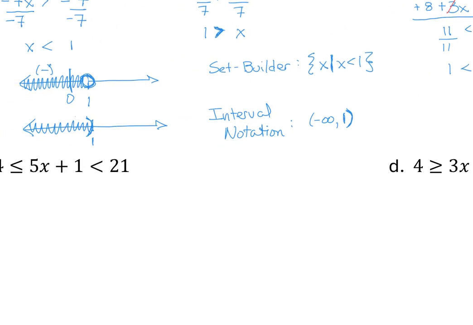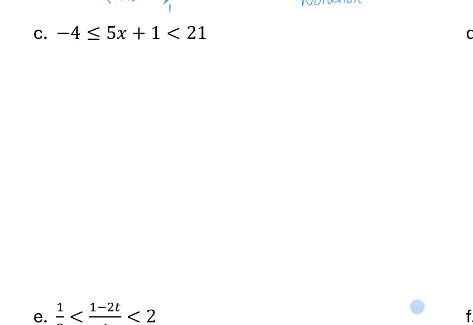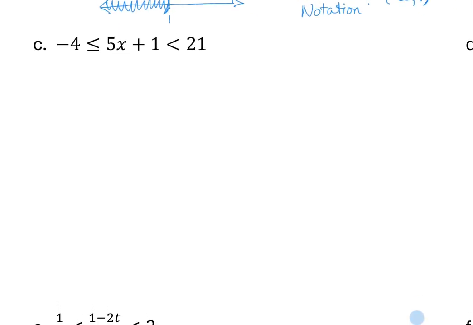All right, the next examples that we're going to look at are examples of things called three-part inequalities. Basically, when we talk about three-part inequalities, we have two statements that we're just going to combine into a single statement. So for instance here, when we look at example C, what we have is -4 is less than or equal to 5x plus 1.